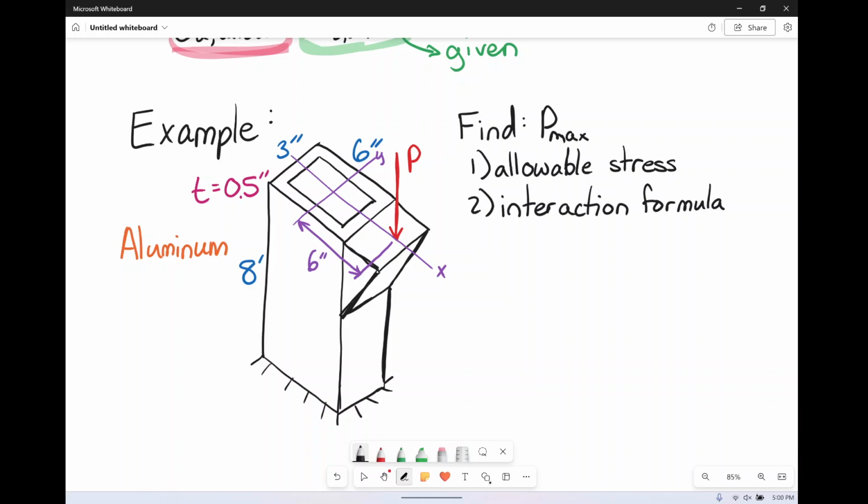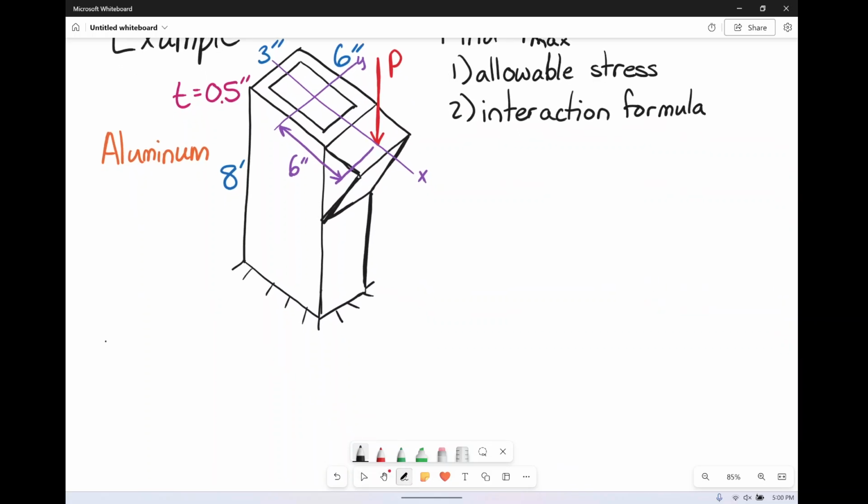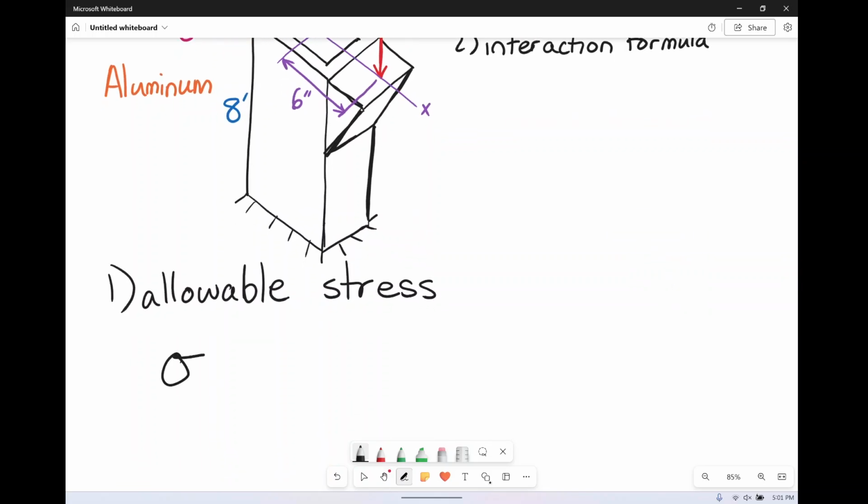We're going to do it in two different ways. We're going to do the allowable stress method and the interaction formula so that you can see both of them and get two different answers. So first things first, we're going to be doing the allowable stress, even though they're mostly going to start off with the same steps. If I'm finding P, I do need to know what is my actual stress. I don't actually know that because I don't know P, but it is P over A.